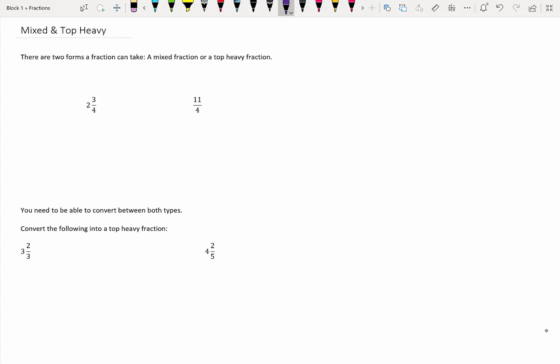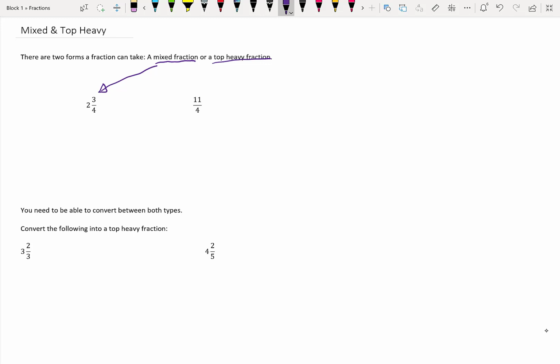Okay, so here we start to look at fractions and the two different forms a fraction can take. So hopefully we've seen before that it can come as either a mixed fraction or as a top-heavy fraction. What does each of them mean? So the first one here is a mixed fraction, and it consists of a whole number and a fraction beside it. So here it tells me that I've got 2 whole and 3 quarters.